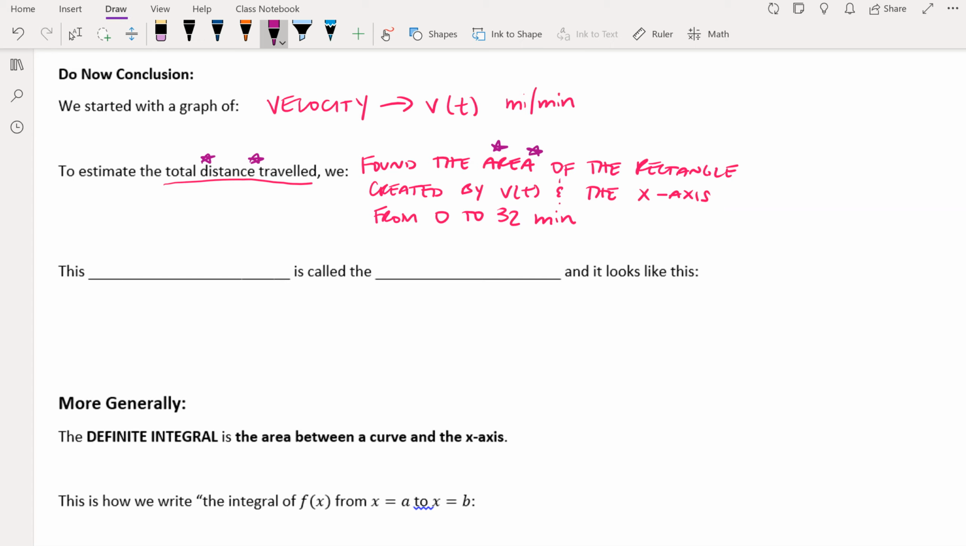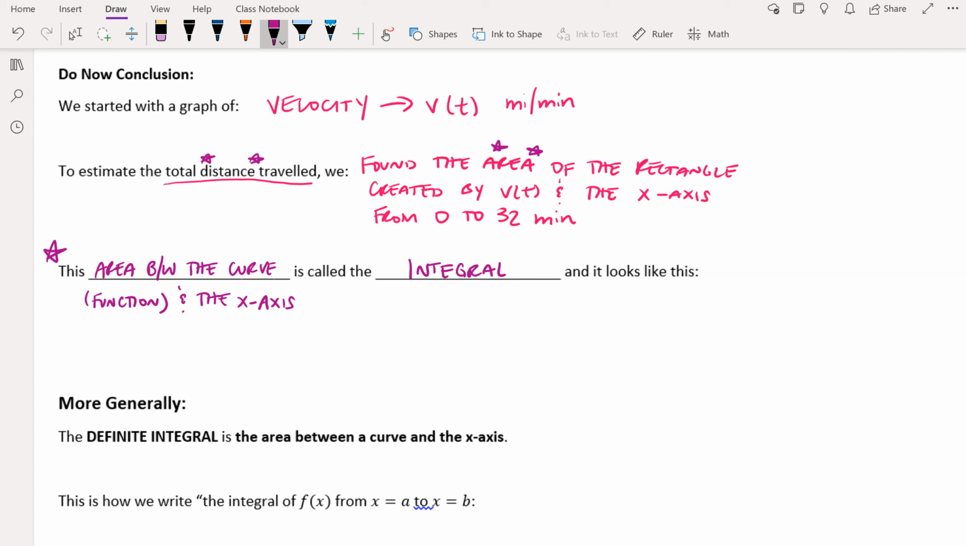Okay, now what I want you to write down is this next statement, so please write this down. This area between the curve, or the function, the curve just means the function, so let me write that down. This area between the curve or the function and the x-axis is called the integral. And it looks like this.